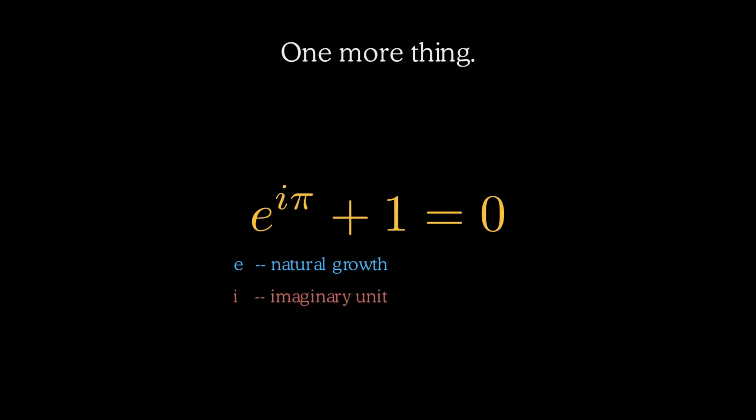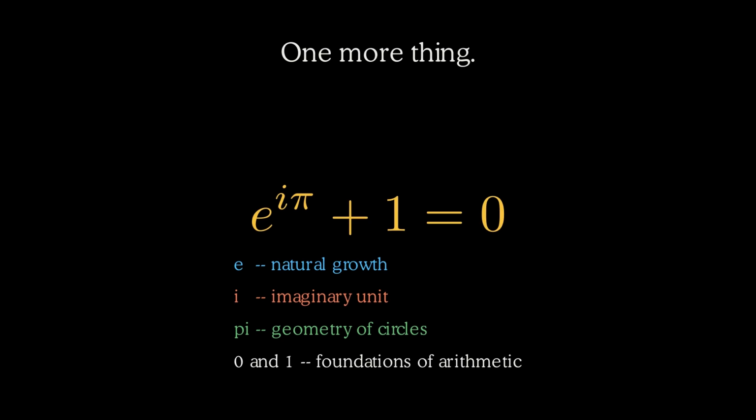One more thing before we finish though. There is an equation that has always struck me as slightly unreasonable. e to the power of i pi plus 1 equals 0. 5 numbers that were developed entirely separately. e being the base of natural growth, i being the imaginary unit from algebra, pi the ratio from geometry, and the two most fundamental numbers in arithmetic, 0 and 1.